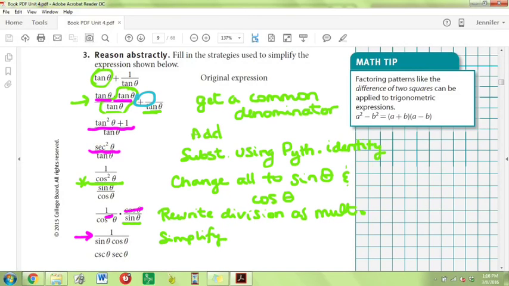Then in the last step, I had 1 over sine theta times cosine theta. They've changed that to cosecant theta times secant theta. And so this was a rewrite using reciprocal identities.